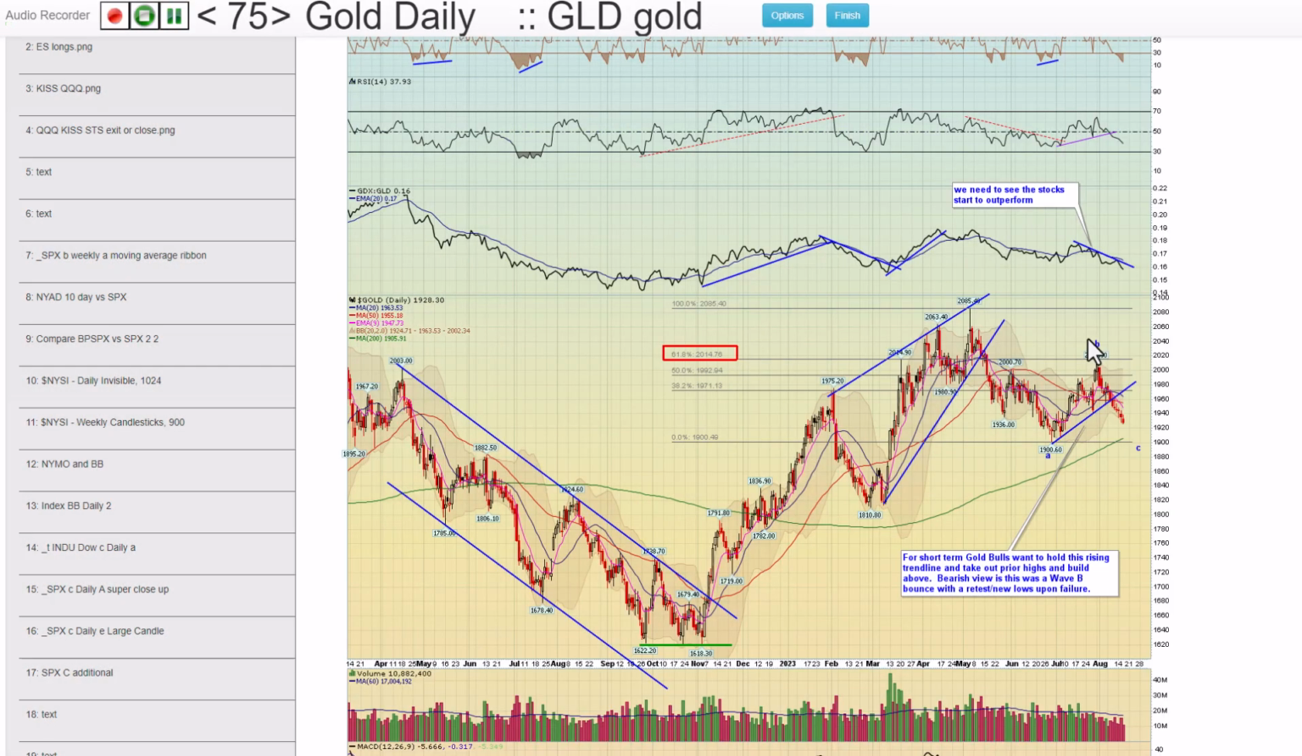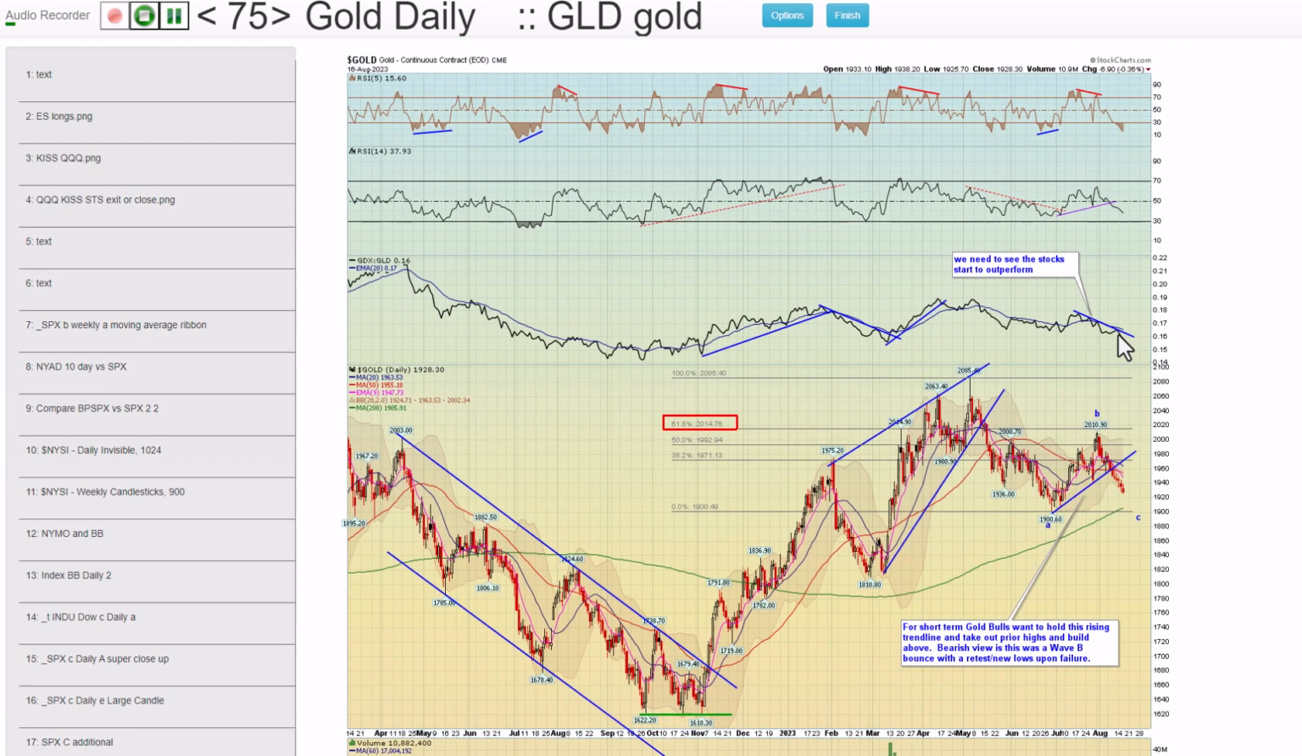Next, chart 75, gold. As we talked about last week, gold needed to hold this uptrend line. It did not hold it. And the stocks needed to outperform, which they've done the opposite. Look, GDX has been underperforming gold since mid-July. That was the problem with gold. Now it looks like this potential ABC may be playing out. Gold has a date with its 200-day moving average or lower.